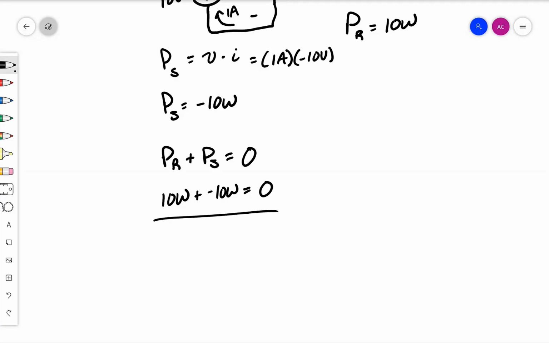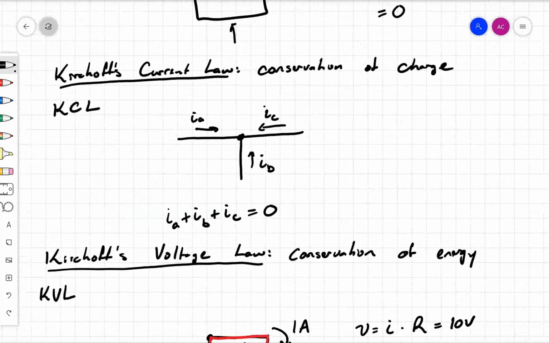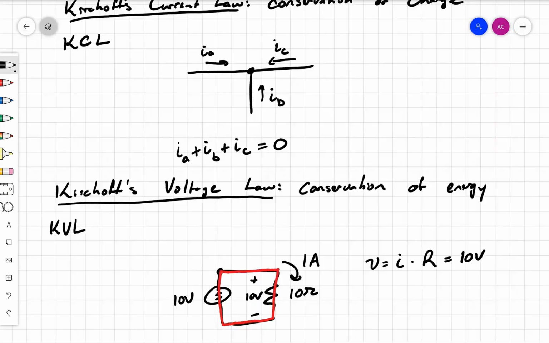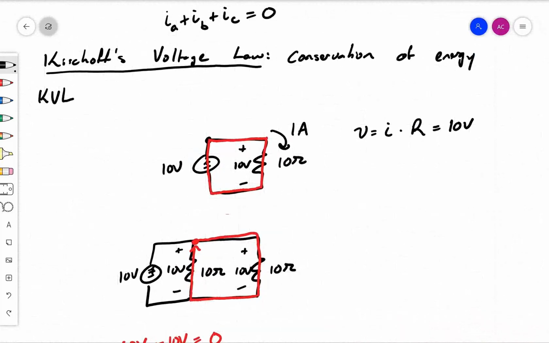So just as a quick summary, let's go back through these notes real quick. We can see that current law is the conservation of charge, and this is just saying that the current entering a node has to be equal to 0. And using the fact that a negative current means that it's in the opposite direction, we can say that the current entering the node has to be equal to the current leaving the node. Kirchoff's voltage law says that along any closed loop, the sum of the voltage drops and the voltage rises has to be equal to 0.